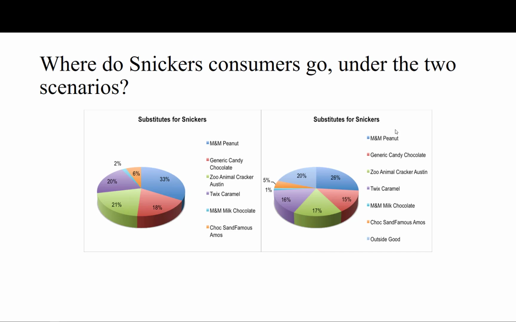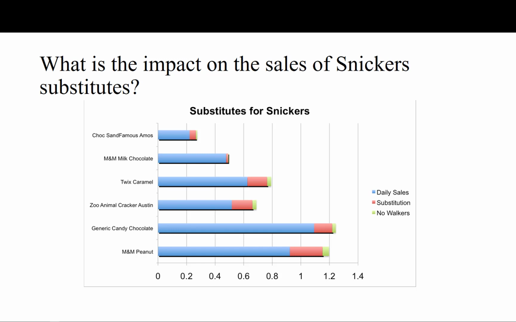Other ways of reporting quantitative information is these charts. So SPSS and Excel are better at reporting charts than PSPP, but PSPP can provide graph options. So in this case you see a pie diagram of the substitutes for Snickers under the two different experimental conditions, and here we also have a bar chart displaying the substitutes for Snickers, detailing the differences between the normal sales, whether people substituted or whether people walked away when the Snickers was not available.